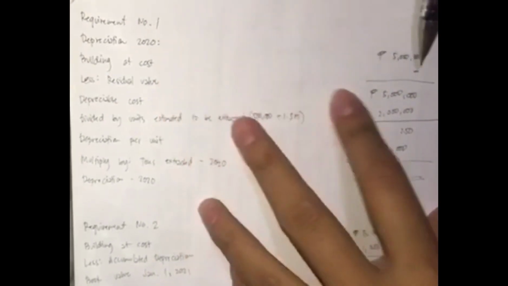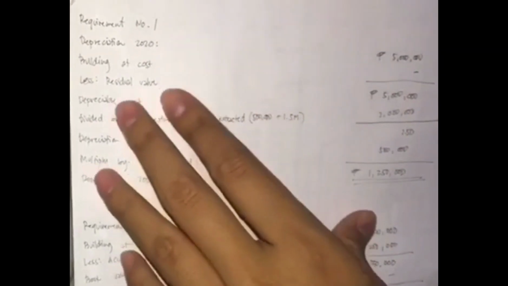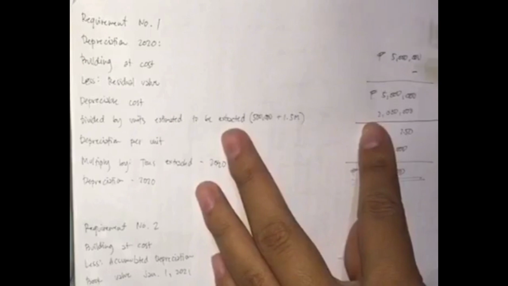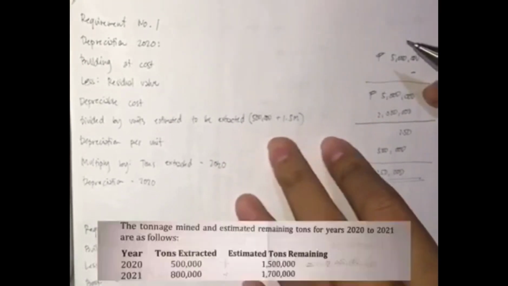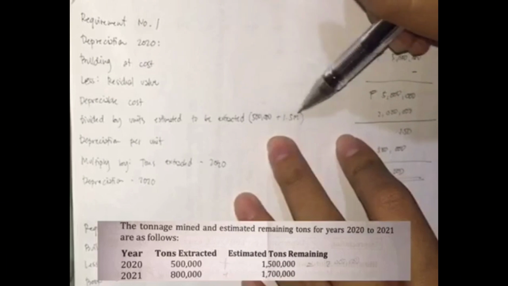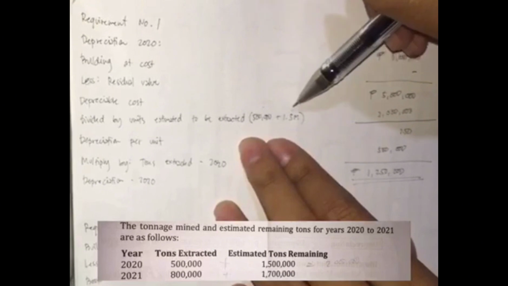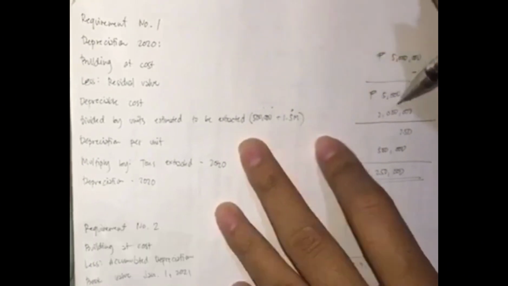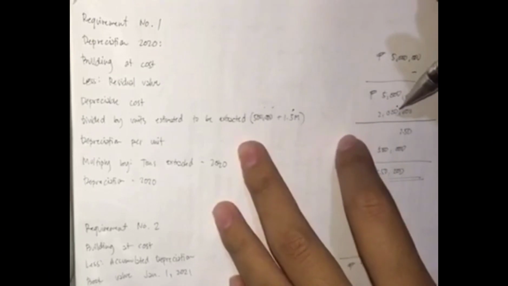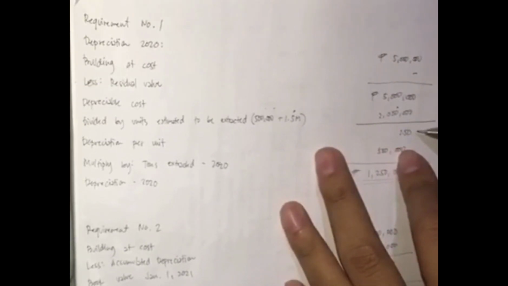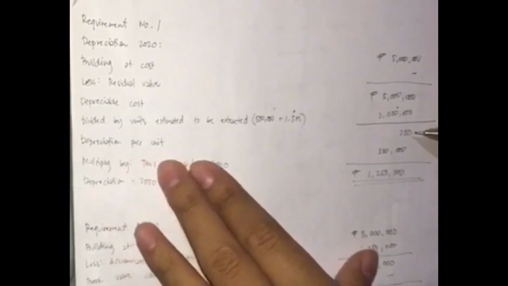Building at cost na ay 5 million pesos. Then, less residual value wala. And mora gyapon ang depreciable cost, 5 million. Then, i-divide by units estimated to be extracted. Kaning 500,000 ang tons extracted, then 1.5 million is ang estimated tons remaining. I-plus mo ang 2 and mao ni ang 2 million. Muna dyan ang units estimated to be extracted. Then, i-divide ang 5 million o ang 2 million, then na ay 2.50. Muna si ang depreciation per unit.